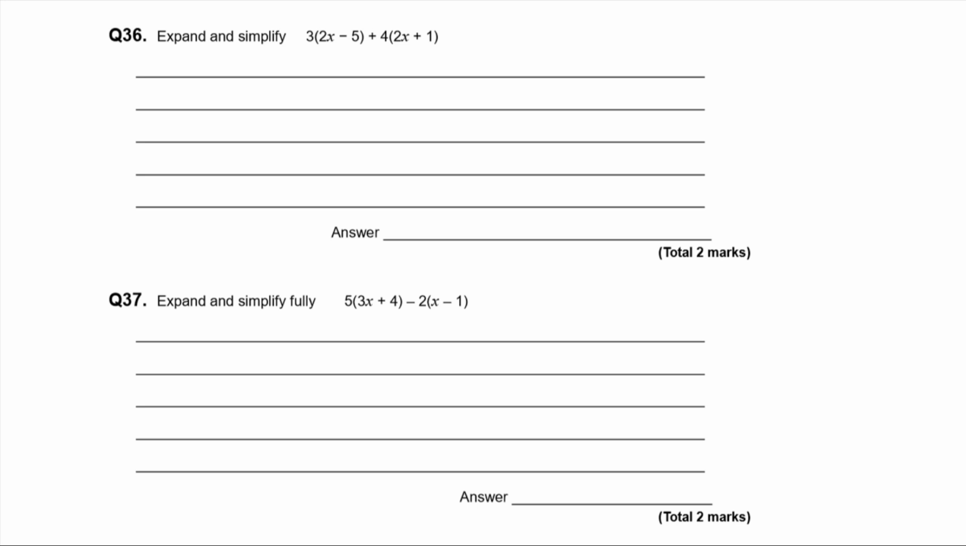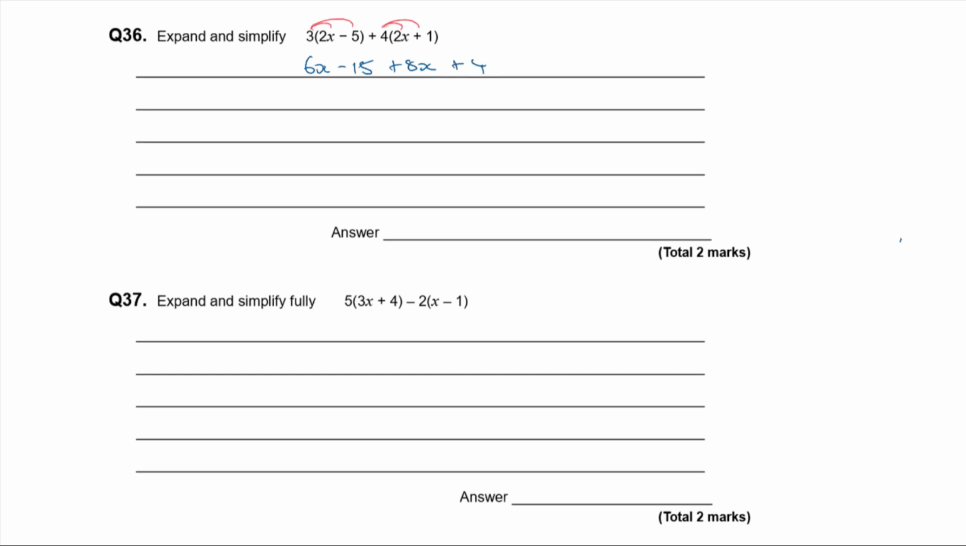Right, these are getting a little bit more fun. We've got 2 pairs of brackets that we need to multiply out. Multiplying out the first bracket to start with, 3 lots of 2x is 6x, 3 lots of minus 5 is minus 15. And then in the second bracket, we're going to be multiplying everything in the bracket by 4. 4 lots of 2x is 8x, and 4 lots of 1 is 4.